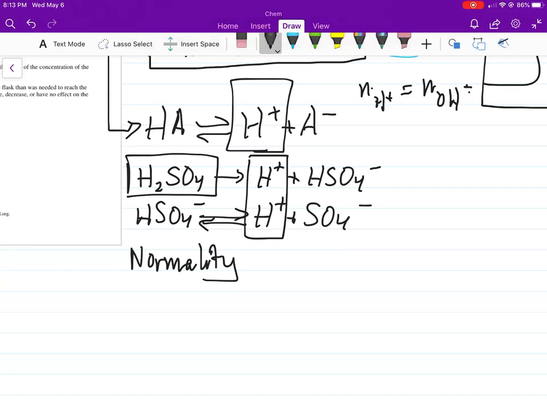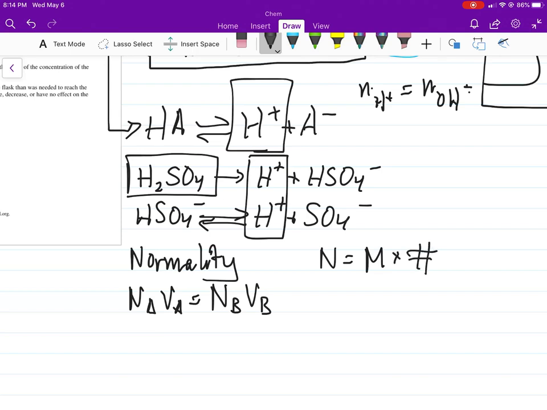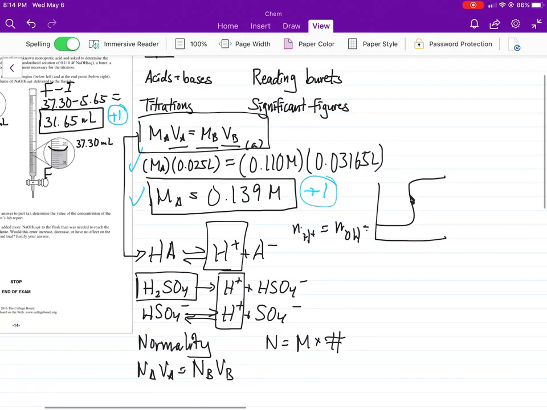So the equation here is NaVa is equal to NbVb. And to find N, you just multiply the molarity of the acid or the base times the number of equivalents it has. So in the case of sulfuric acid, you multiply the molarity of sulfuric acid by 2. But since you can multiply them right away, people usually don't think of finding normality as a separate step. So you can just multiply the two equivalents by the molarity, and you can go back to using this equation.